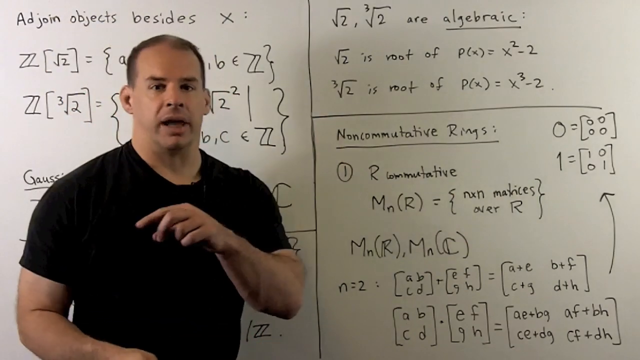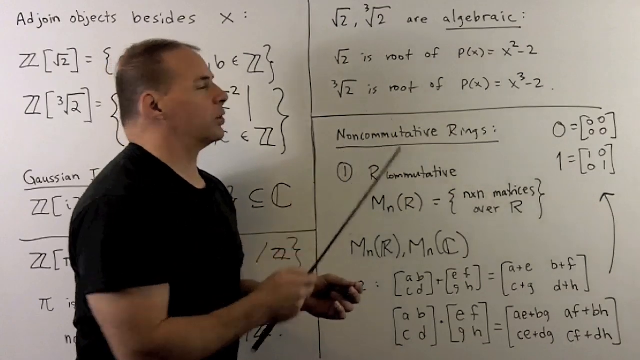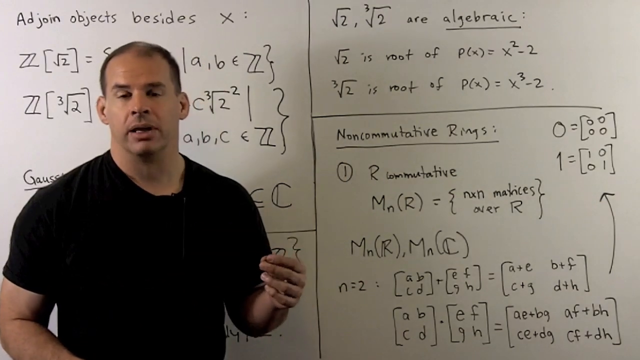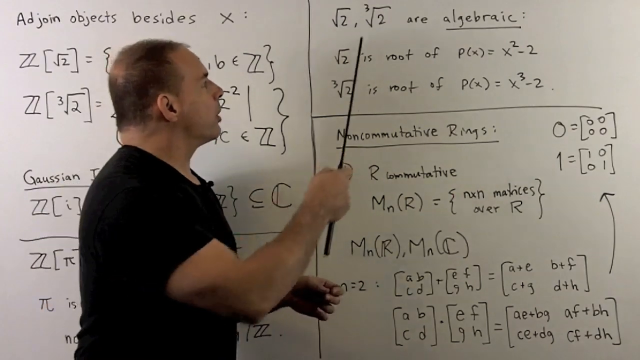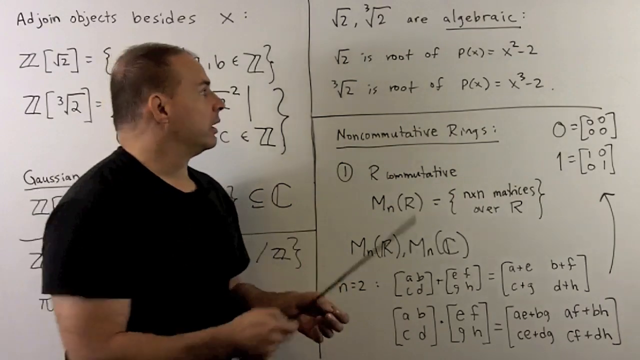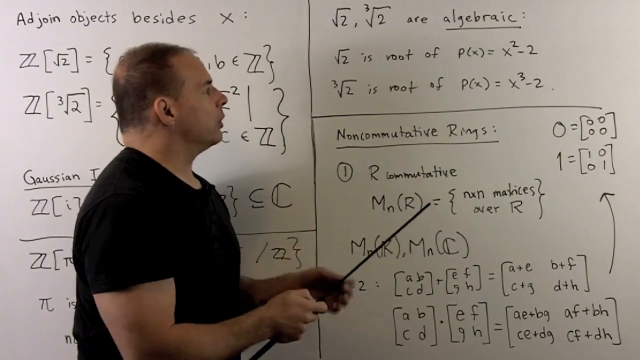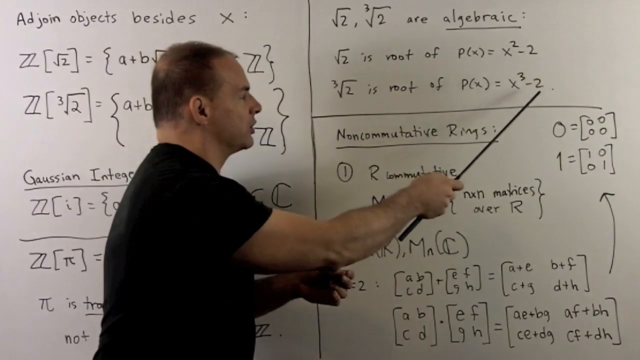Now, to contrast with transcendental, I would call square root of 2, cube root of 2, algebraic numbers. That means these numbers are going to be roots of some polynomial over the integers. So square root of 2 is a root of x squared minus 2. Cube root of 2 is a root of x cubed minus 2.